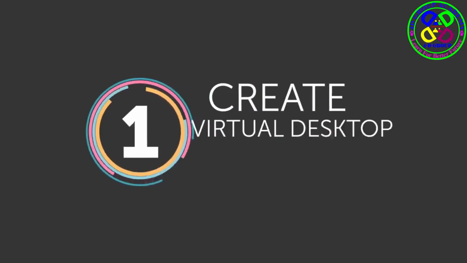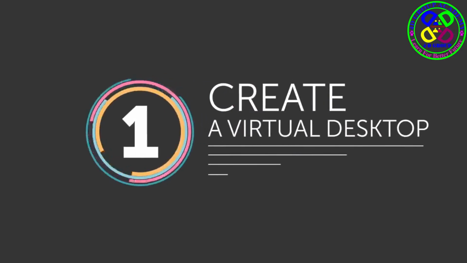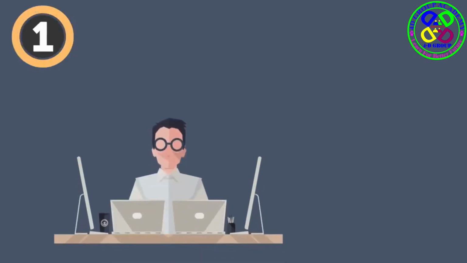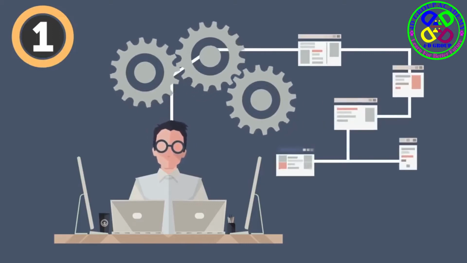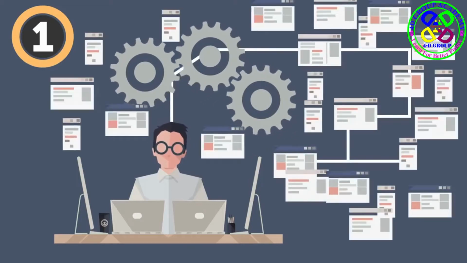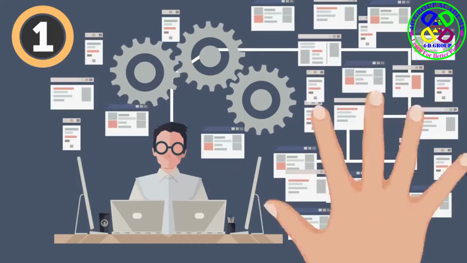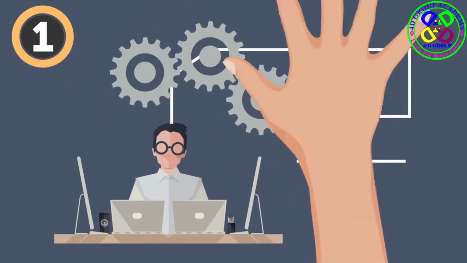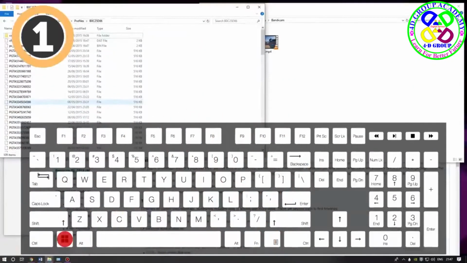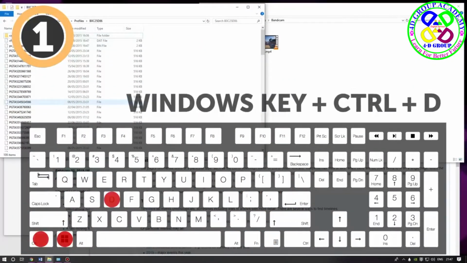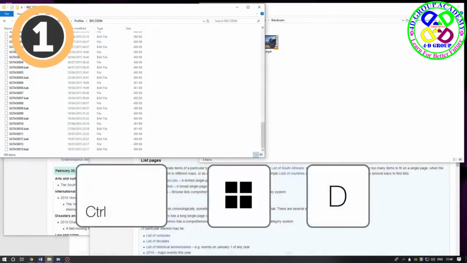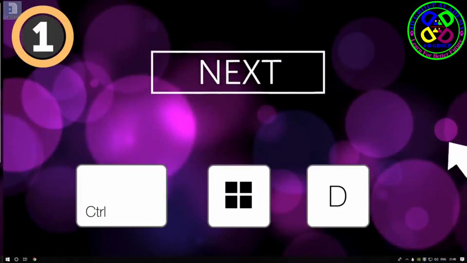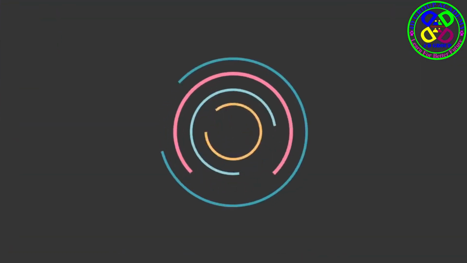Number 1, create a virtual desktop. Imagine that you are working on a project and have a big document, and you want to minimize all of this so that the screen can be clear. Just press Windows key plus Control plus D, or Control plus Up when using a Mac. Control, Windows and D will put you on a new screen.